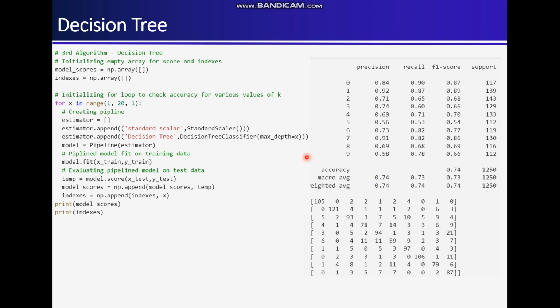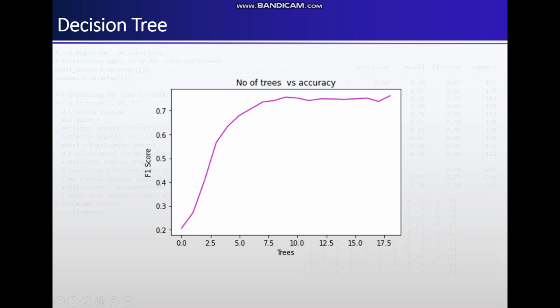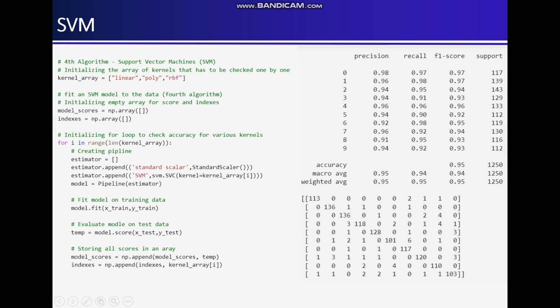So again, this is the report giving me the accuracy of 0.74, which is not that good, and the confusion matrix. Moving on further, this is the plot which I've obtained when my decision tree depth is 10. There's no point of going further because that will make my model further complex.